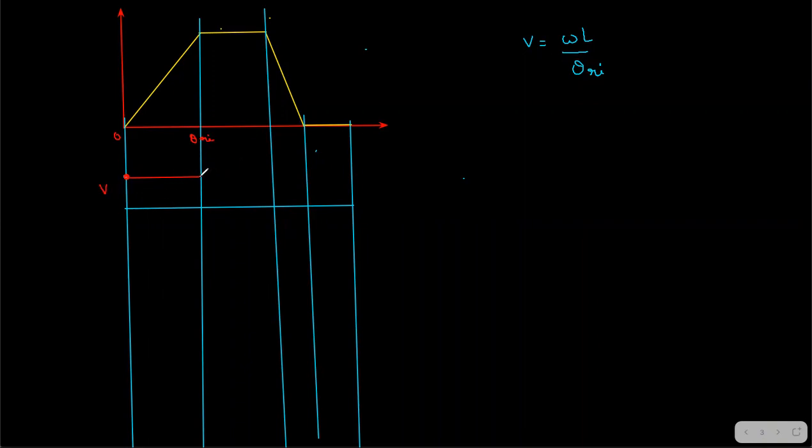Then immediately it goes to 0, right? Velocity is coming to 0. No velocity, immediately it came to 0. Then you continue at 0 here also, and then the direction of velocity is downwards, right? That's why we are showing it downwards here. Again it is constant, and finally it has to come up, because again it has to start here. So velocity has a sudden value, from 0 it has gone to omega L by theta Ri. So here I will write down the value: V is equal to omega L by theta Ri.